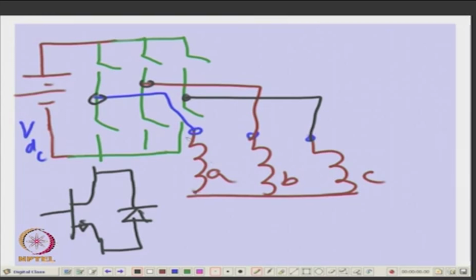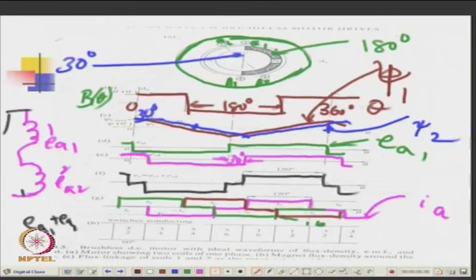Now, that means you know when to pass the current IA, when to pass the current IB, and when to pass the current IC through these switches. That is what we have mentioned, that will correspond to EA. So, you have EA and IA must be such that you have maximum power. You do not have 0 power, EA, IA must give maximum power.